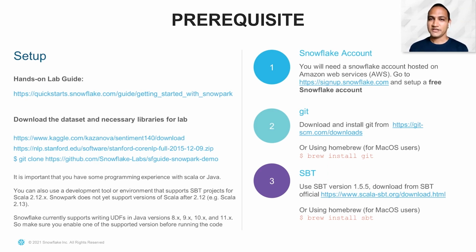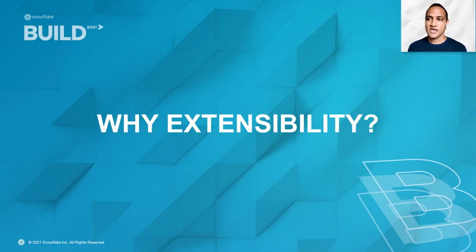You will need some familiarity with Scala, so it will help you go through the hands-on lab much more smoothly. And this hands-on lab is built in Scala, so you will need SBT, which is the de facto tool for any Scala project. You will also need a Snowflake account and a Git installation as well, because we are going to clone a Git repository provided by Snowflake Labs right on your desktop.